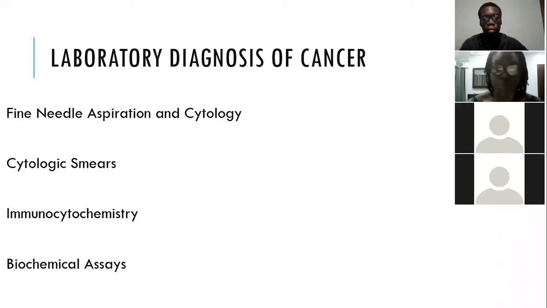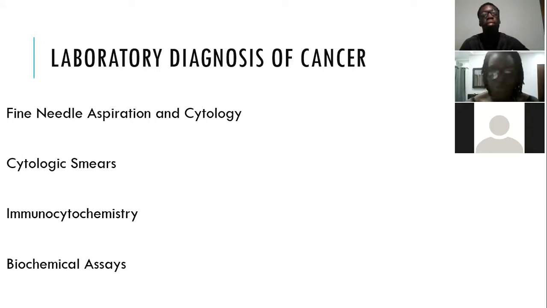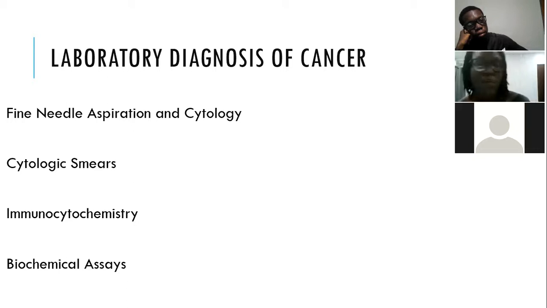Okay, so I was talking about the laboratory diagnosis of tumors. And this can only be done by taking a sample of the tumor and looking at it under the microscope. There are several ways by which you can take a sample. We can do a fine needle aspiration cytology. What this means is that you have a needle that you go through to the tissue, and then you pull some of the tissue into the needle.